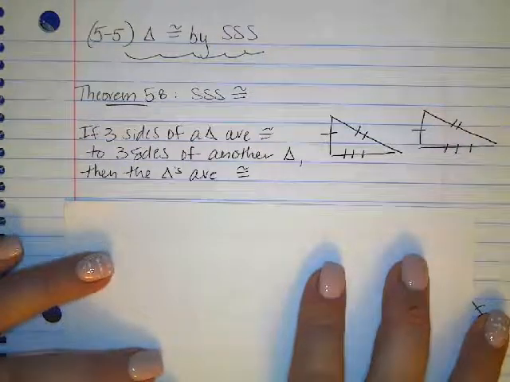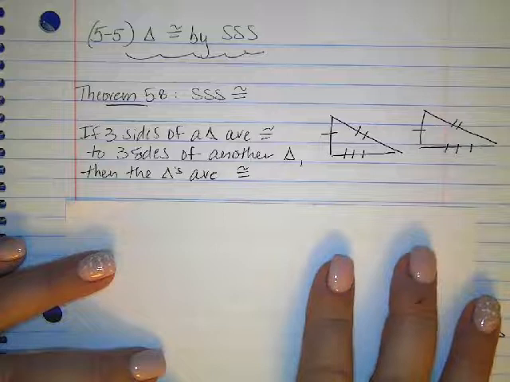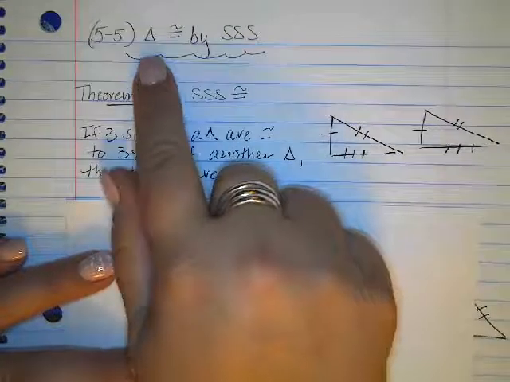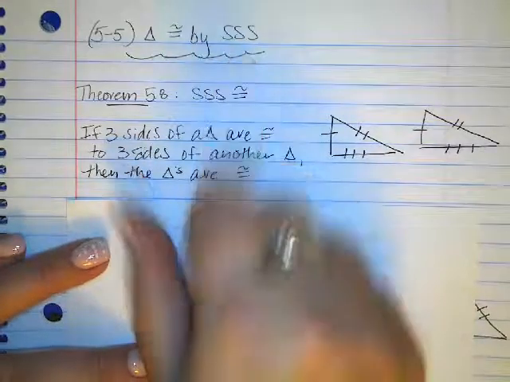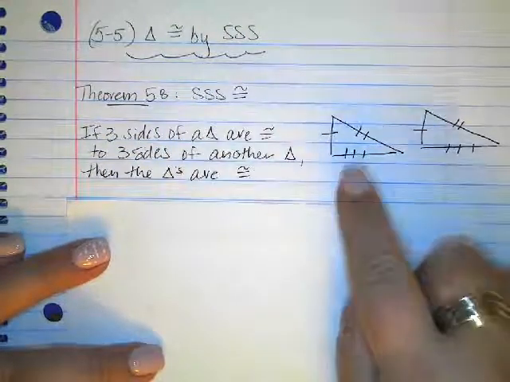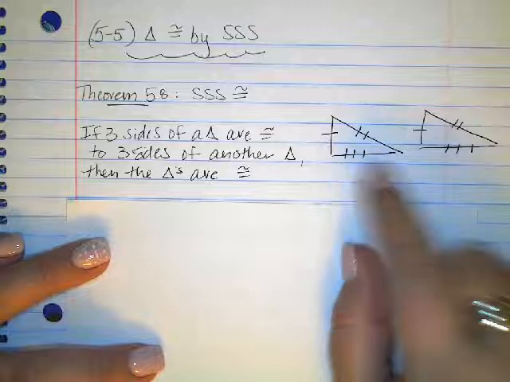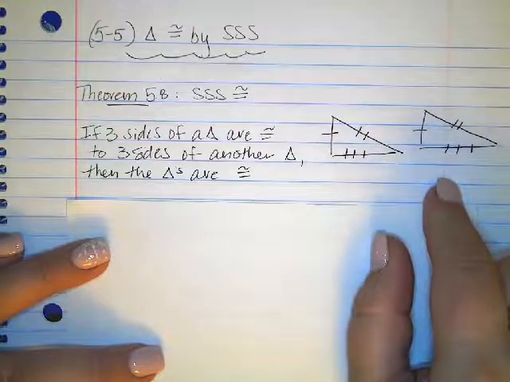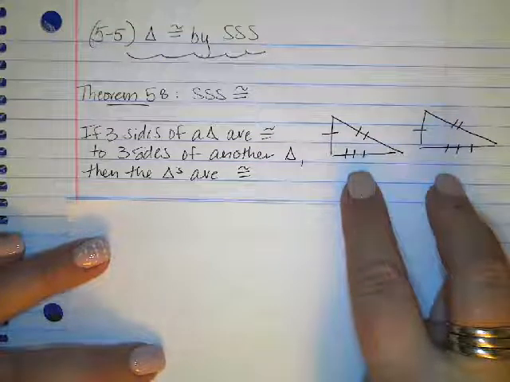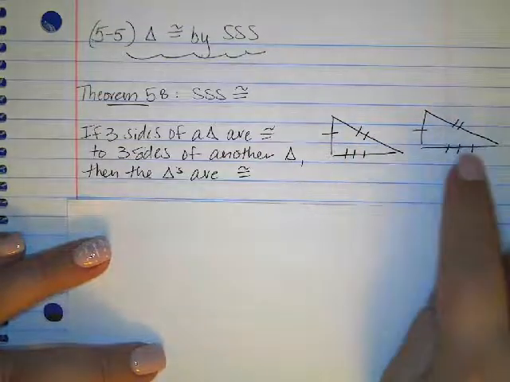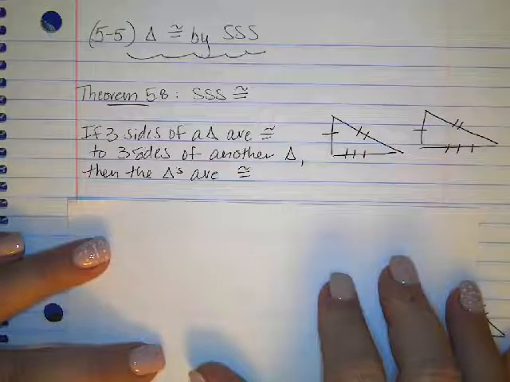All right, in this next section of chapter 5, we're going to finish up our triangle congruency. And in this one, it says triangle congruency by side, side, side. So what theorem 5.8 tells us is that if three sides of one triangle are congruent to three sides of another triangle, then we know that both triangles are congruent to each other. Which then means if I need to match other parts like angles or other things, I'll know that those are congruent as well.